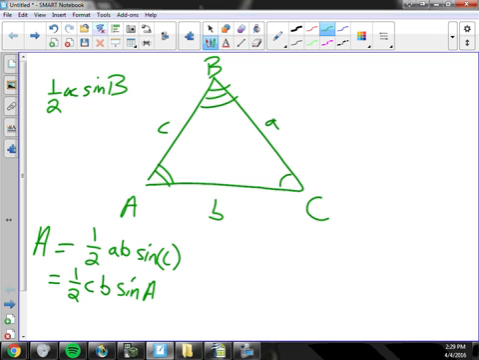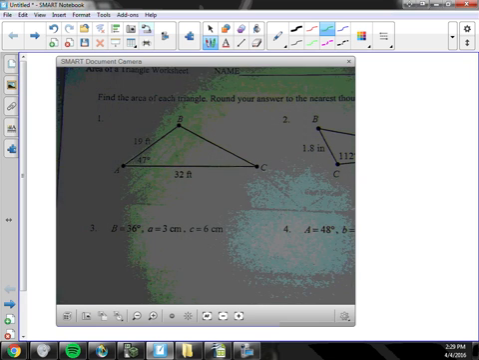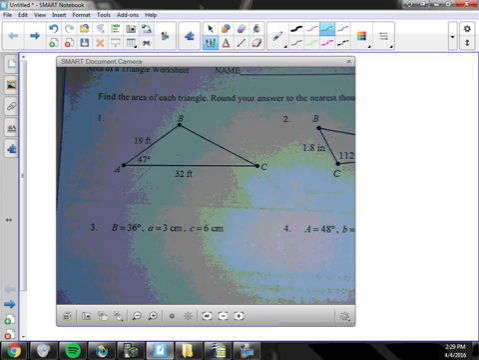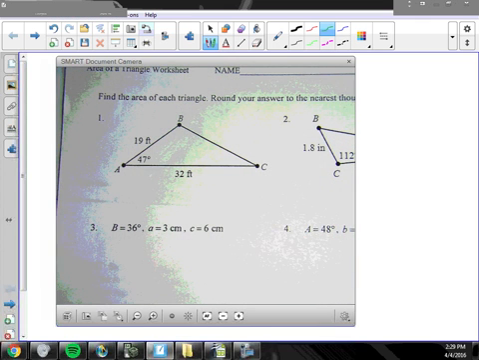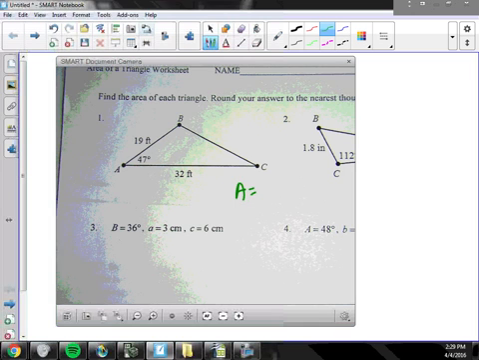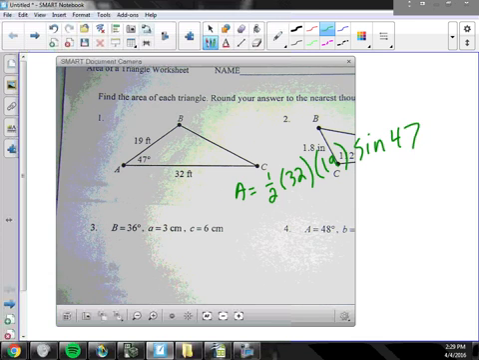Not a big deal. So there are 2 worksheets today. Here is the first problem on one of them. The area of this triangle is simply going to be area equals 1/2 times 32 times 19 times the sine of 47. Easy enough, right?